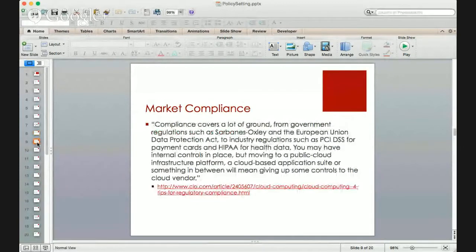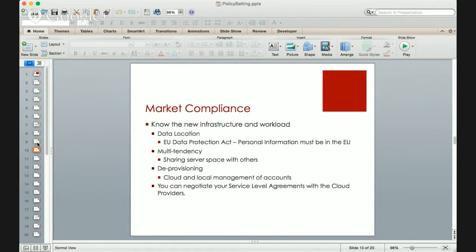So this is a nice quote: compliance covers a lot of ground, regarding things like Sarbanes-Oxley, the EU Data Protection Act, PCI DSS, which is for credit cards, and HIPAA for healthcare. You have to have internal controls in place, but moving to the public cloud means I'm giving up some of these controls to the cloud vendor. But I'll be honest with you, you don't give them all up. Just because the cloud vendor is HIPAA compliant doesn't mean that I, as a client, can simply release all of those responsibilities. So know the new infrastructure, and know the workload on that infrastructure.